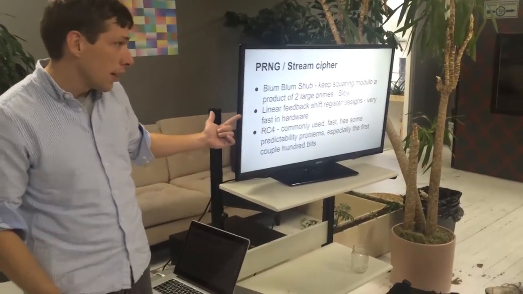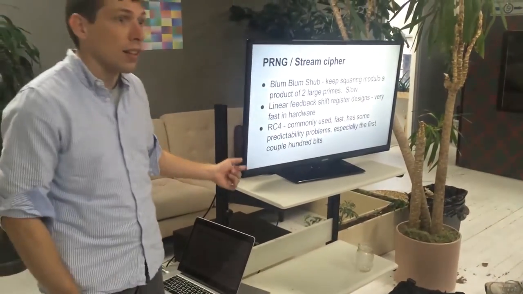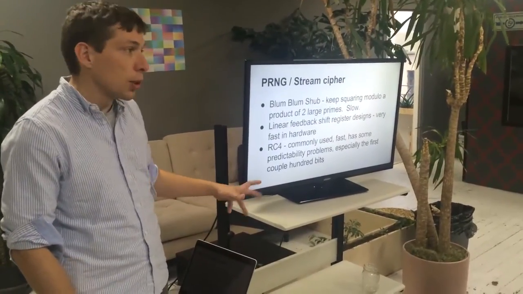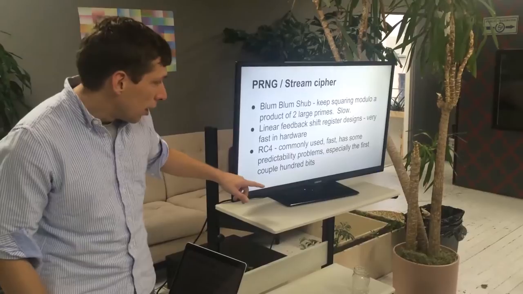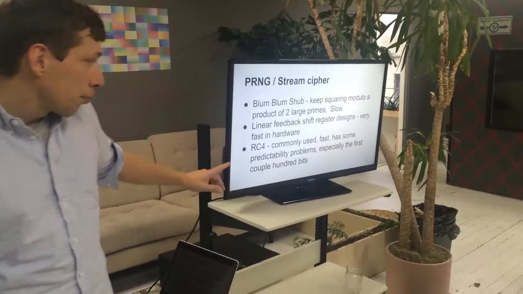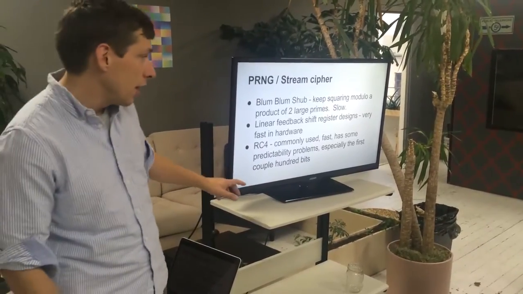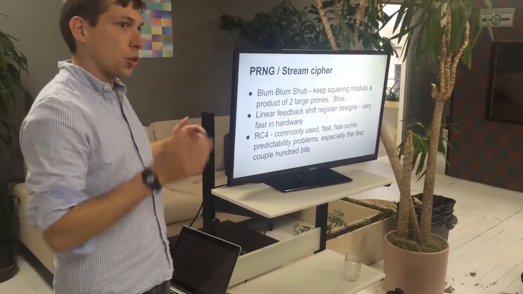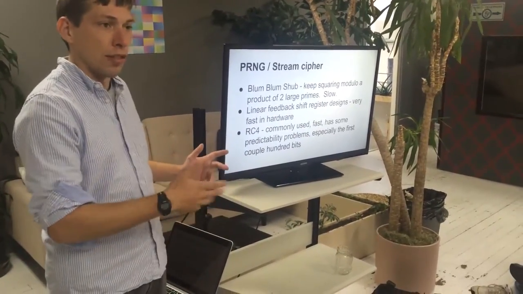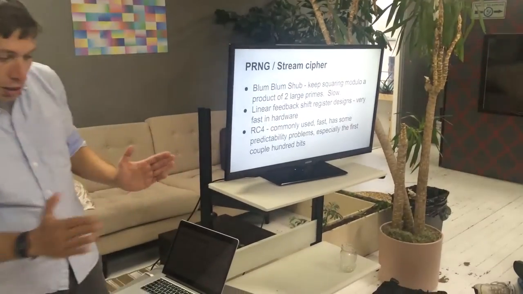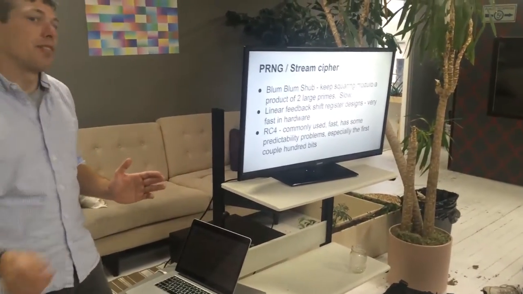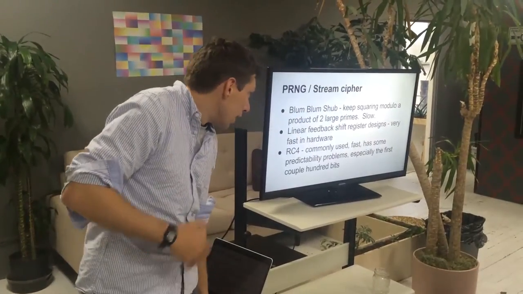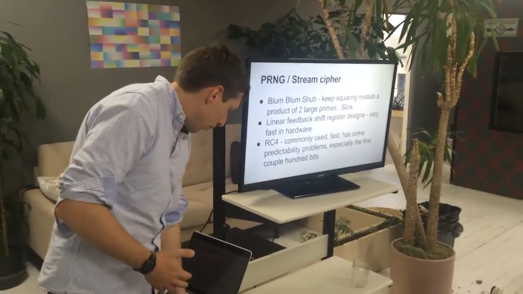RC4 is a stream cipher that is used for SSL. You can probably use it as an option for SSH connections, so it's in most people's computers, probably. It's fast. It does have predictability problems, especially in the initial bits that come out. So I think most implementations actually drop the first 1,000 or however many bits, because knowing those first bits that come out leaks some information about the seed and the state of the number generator. So, you have a stream cipher.